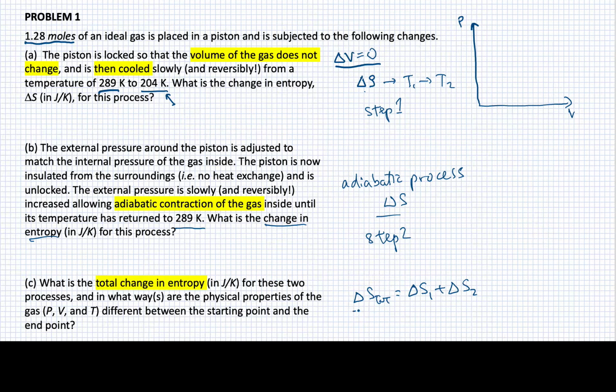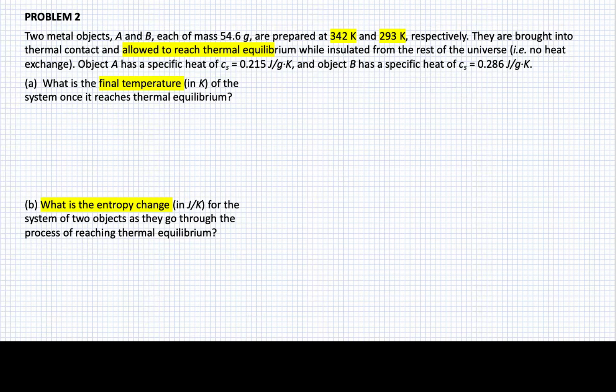As you do this, you'll get different contributions from these two steps. I want you to think about what the differences in the physical properties are between the starting point and the ending point. They're not going to be at the same point, so take a look at how they're different and see if you can understand how that justifies the result you get for the total change of entropy. All right, let's move on to the next problem.